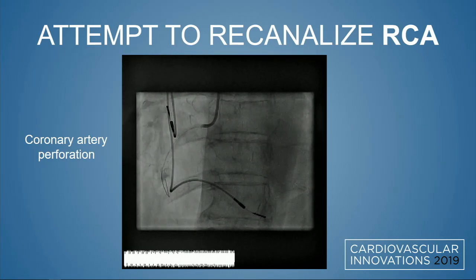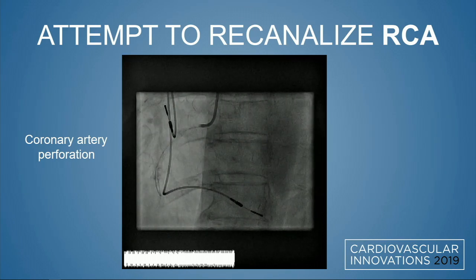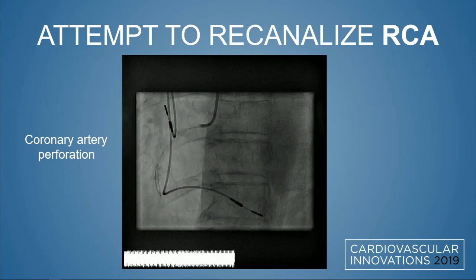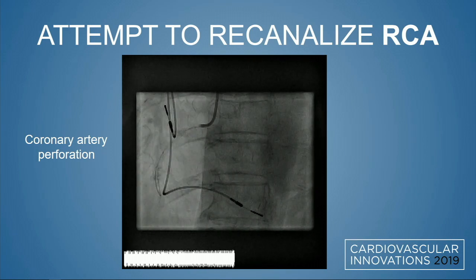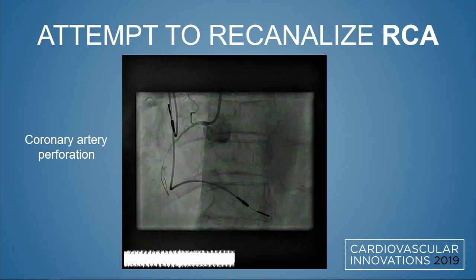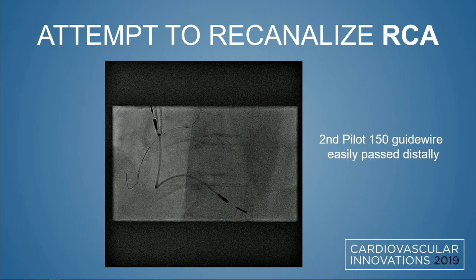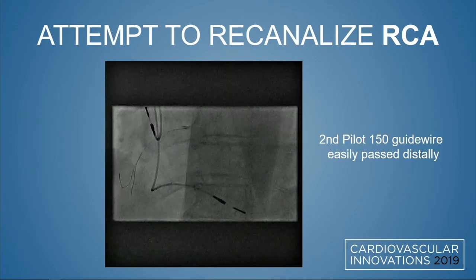Probably during predilatation, the guide wire was inadvertently positioned outside the arterial bed, and when we performed control contrast injection, we noticed blushing near the distal edge of the stent. The first guide wire was left in place, and we took a second Pilot 150 guide wire and passed it distally in order to find the true lumen of the vessel.